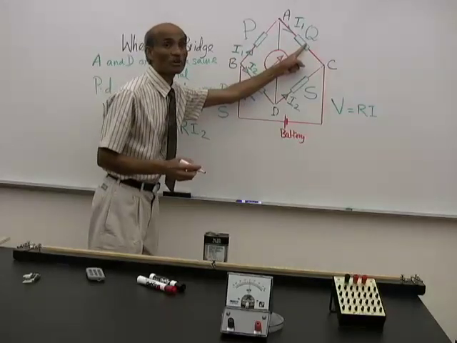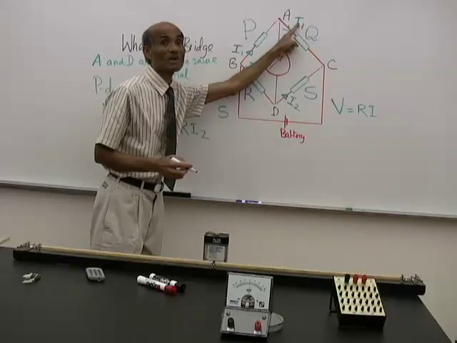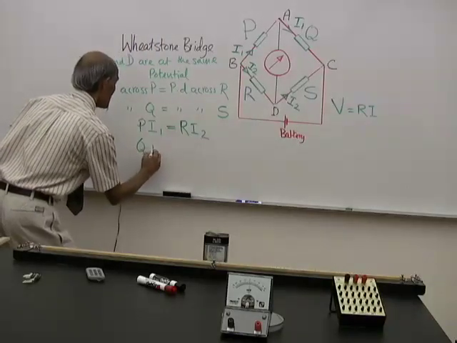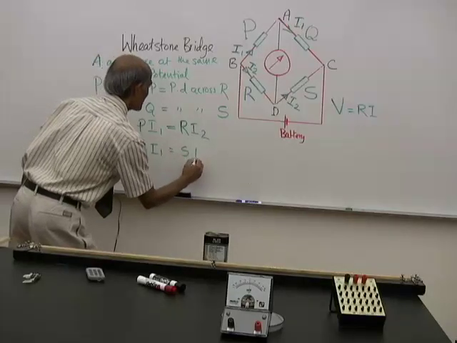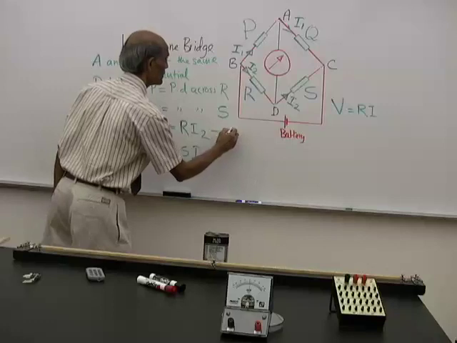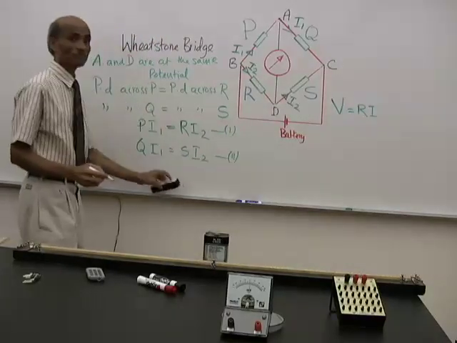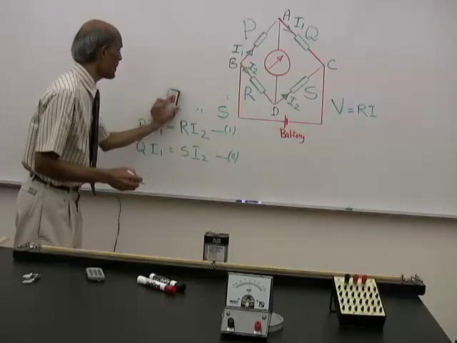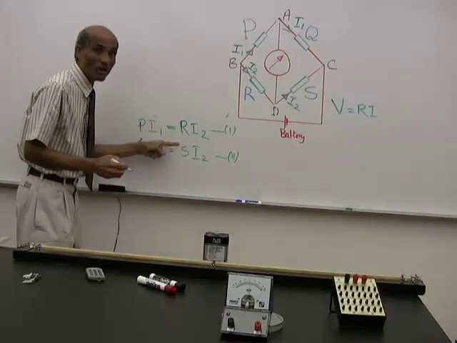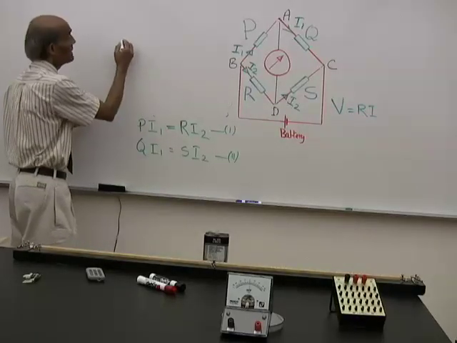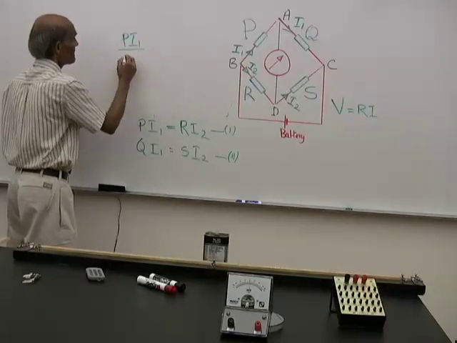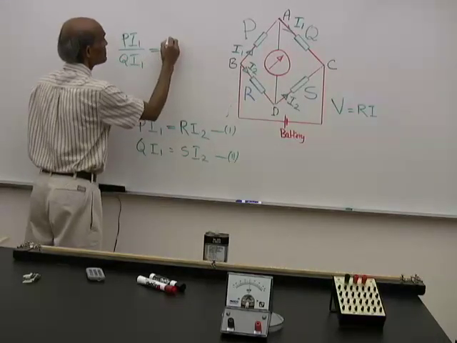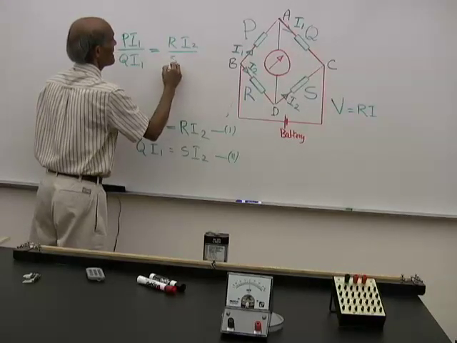Similarly, potential difference across resistance Q is Q times I1, which will be equal to S times I2. So Q times I1 equal to S times I2. I have two equations, equation 1 and equation 2. Okay, tell me what happens if I divide equation 1 by equation 2. Dividing equation 1 by equation 2 will give me P I1 divided by Q I1. I divide the left-hand side by the left-hand side, will be equal to R I2 divided by S I2.